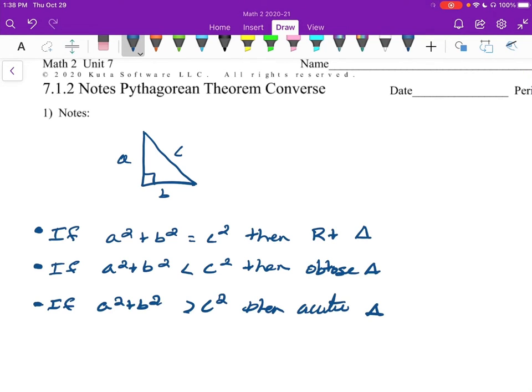All right, Math 2, Pythagorean Theorem Converse. So this one we kind of work backwards. We say, what if we knew the side lengths of a triangle? Could we say anything special about the triangle?